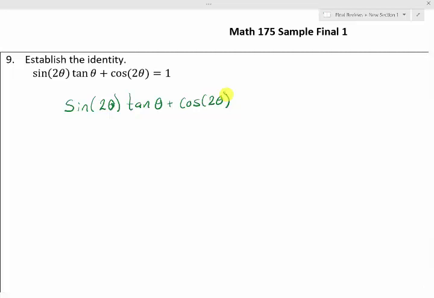So we know that the sine of 2 theta is just 2 times the sine of theta times the cosine of theta. And then it's still times the tangent of theta. And we actually have 3 options for cosine of 2 theta. Well, I know something's going to eventually have to cancel out. So I'm going to go ahead and leave cosine of 2 theta alone just to see which of my 3 options I'll need.